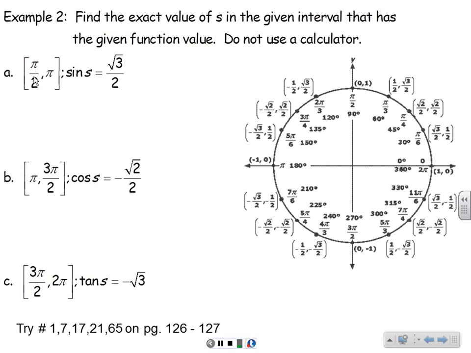So look at letter A. We're talking about from pi over 2 to pi. Pi over 2 to pi is going to be your quadrant 2. And so we're looking for an angle, the exact value of the angle S, where sine is going to be radical 3 over 2. So what we're going to do is we know that sine is the same as y, and we're going to look in quadrant 2 for a value that has a y coordinate of radical 3 over 2. And so we know that S is going to have to be 2 pi over 3.